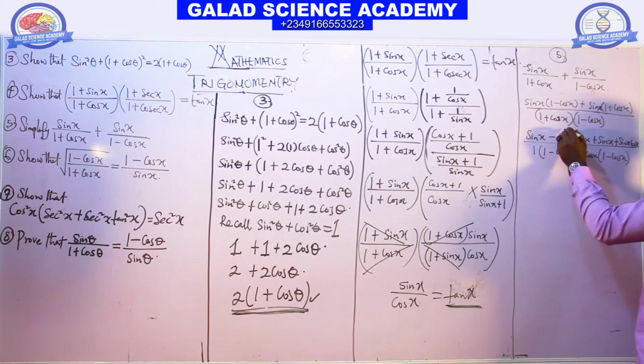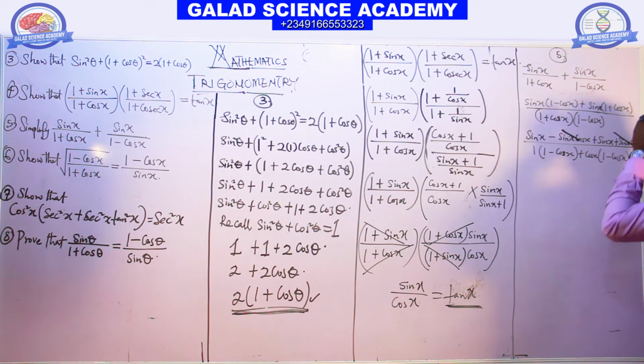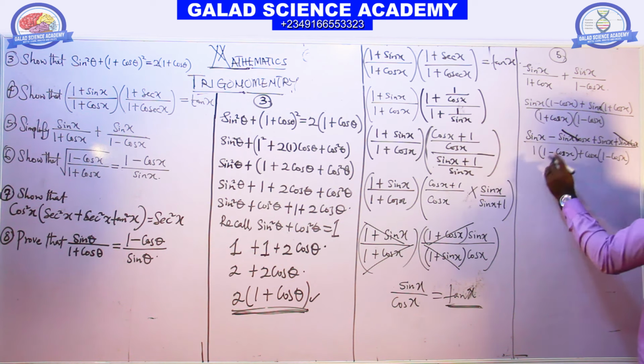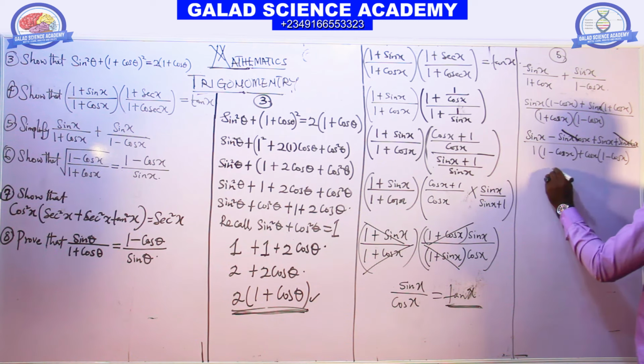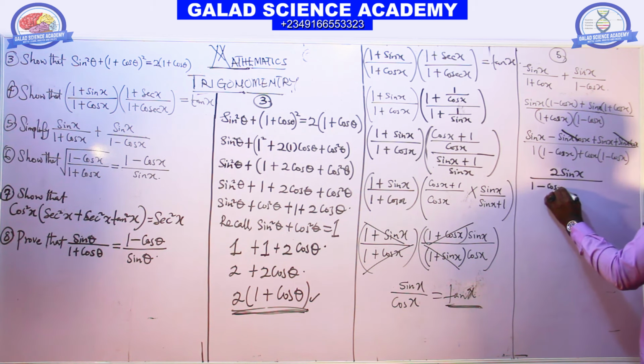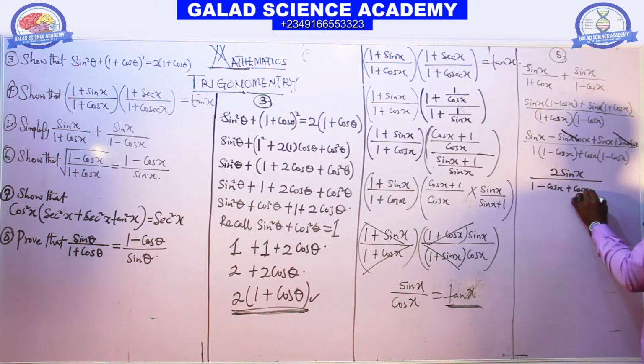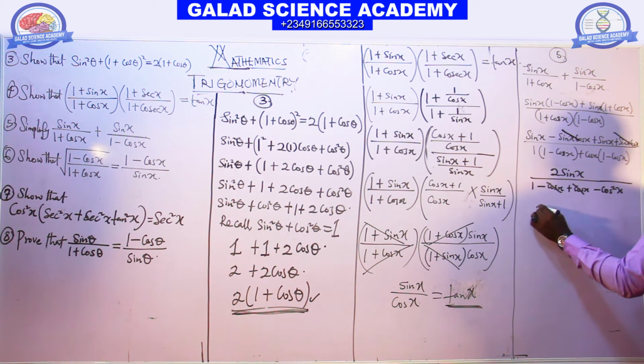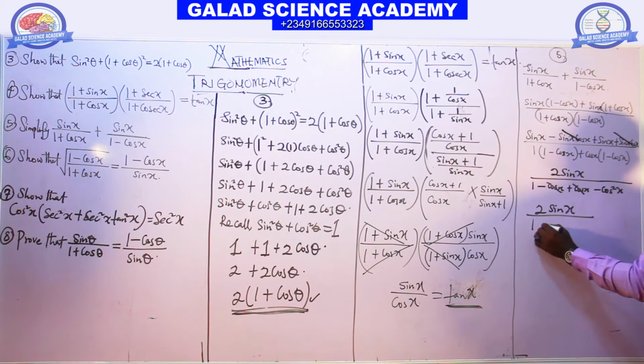So if that be the case, this cancels this. We now have 1 plus 1, 2. We have 2 sin x over 1 minus cos x plus cos x minus cos squared x. So this cancels these two. You now have 2 sin x over 1 minus cos squared x.